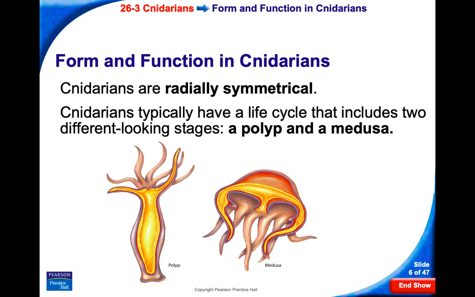Okay, so cnidarians are radially symmetrical. So if you recall, that means that you could divide them in any number of planes, more than 2 planes, and it would always make 2 equal halves. Okay, especially if you're looking at them from above. And for the most part, cnidarians have 2 stages to their life cycle. So they have a polyp stage, which looks like this, and then a medusa phase, which in most cases looks like that.